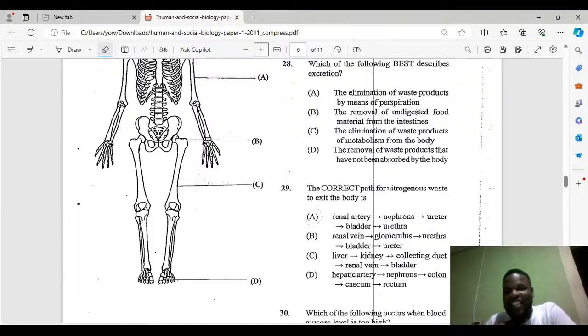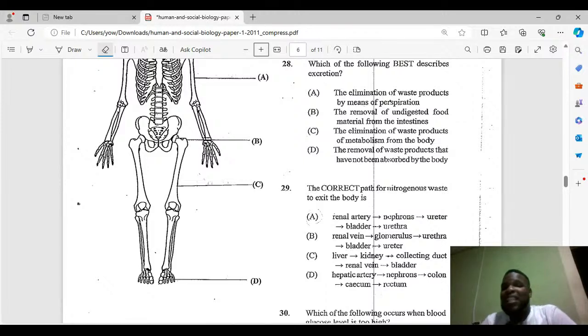So we are seeing C. We're seeing a lot of C here. We're seeing a B. We're seeing C. We're seeing a lot of B, another D. We're seeing D. We're seeing B. We're seeing D. And it's actually C. Why not D? D is the removal of waste products that have not been absorbed by the body. That's not a full definition.